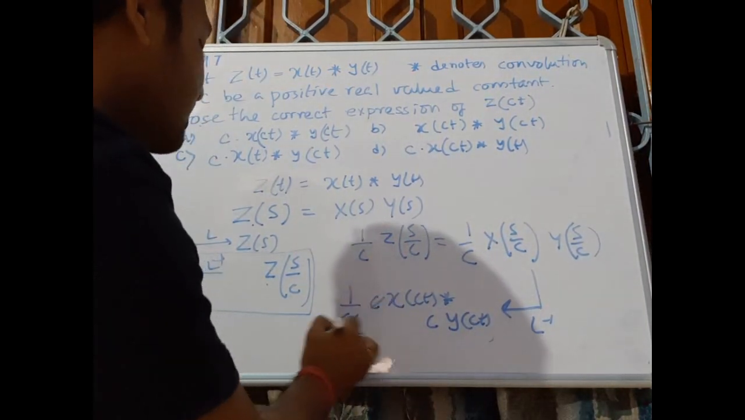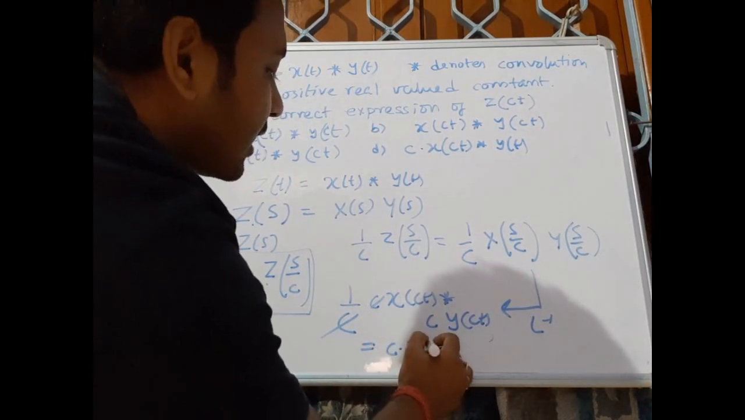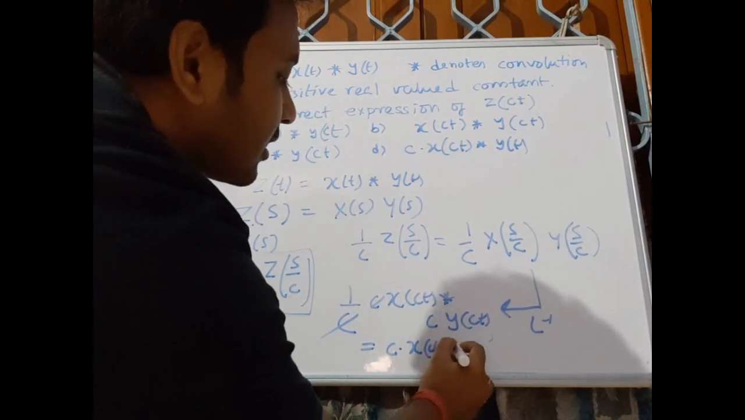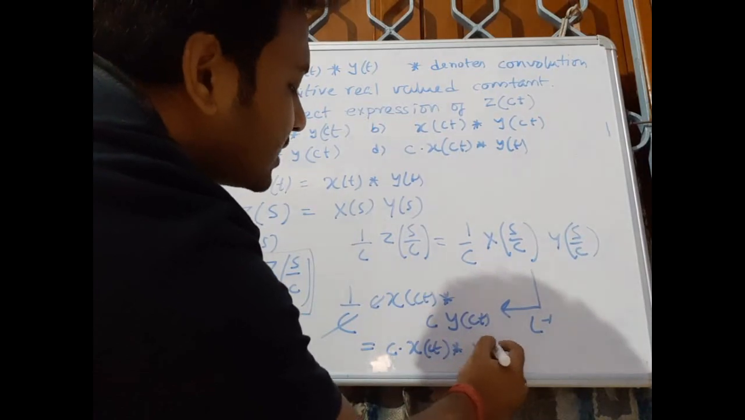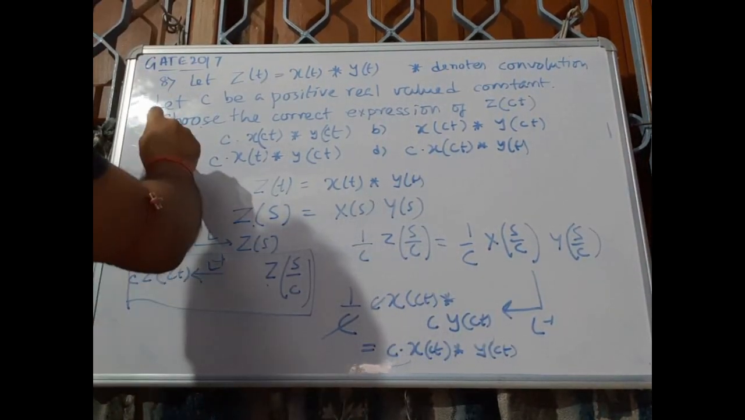And if I cancel it out, we will get C into x(Ct) convolution y(Ct), right? So the correct option will be option A.